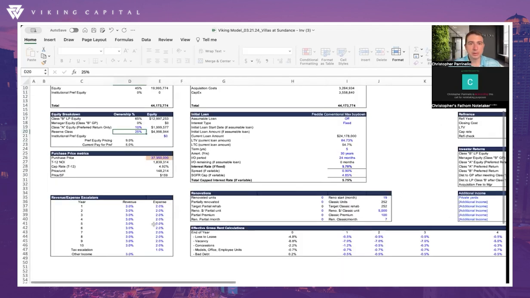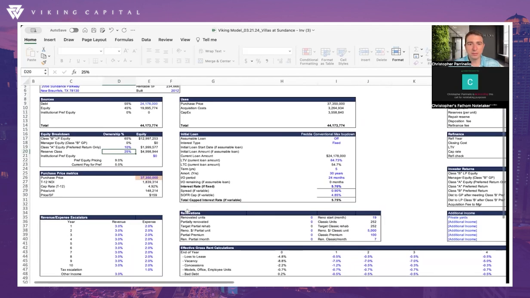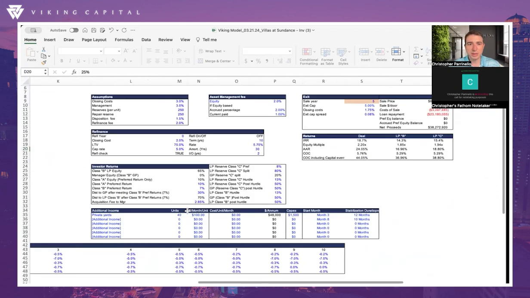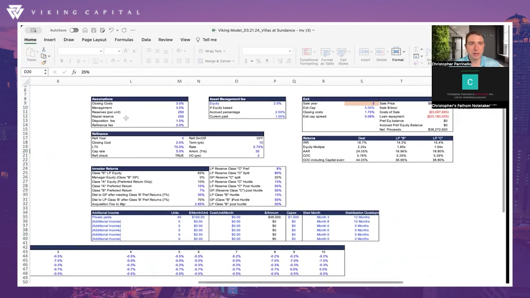So I think we covered most of this, the renovations. As we get through to this side, we can talk about fees. Some fees are going to be pass-through fees. Some fees are income generating fees for Viking. So let me line those out for you. Closing costs, management fee, pass-through fees. Reserves per unit are just what it says. These are amounts of money that are put aside in the event that units need repair. Disposition fee is to Viking, and the refinance fee is a loan origination fee in the event of a refinance.